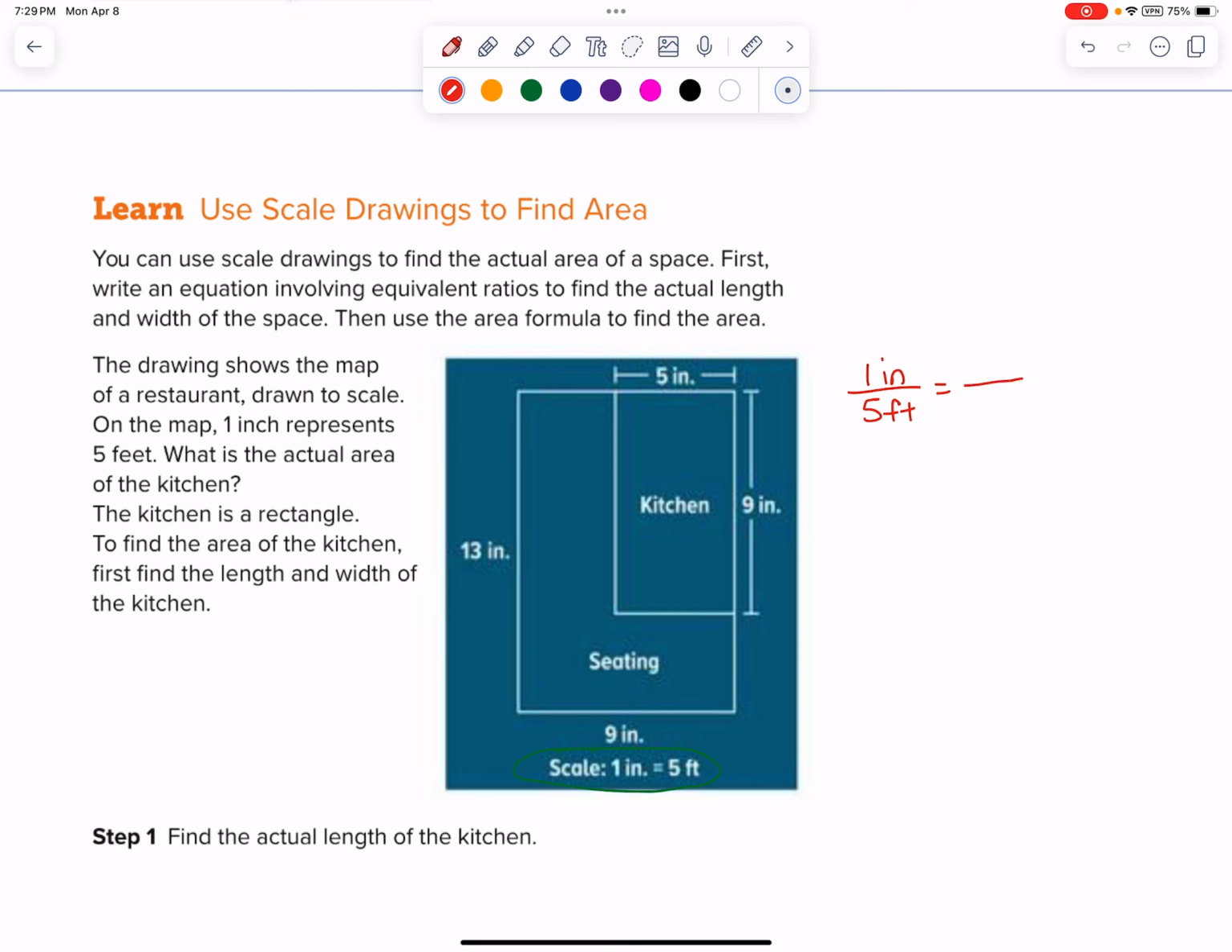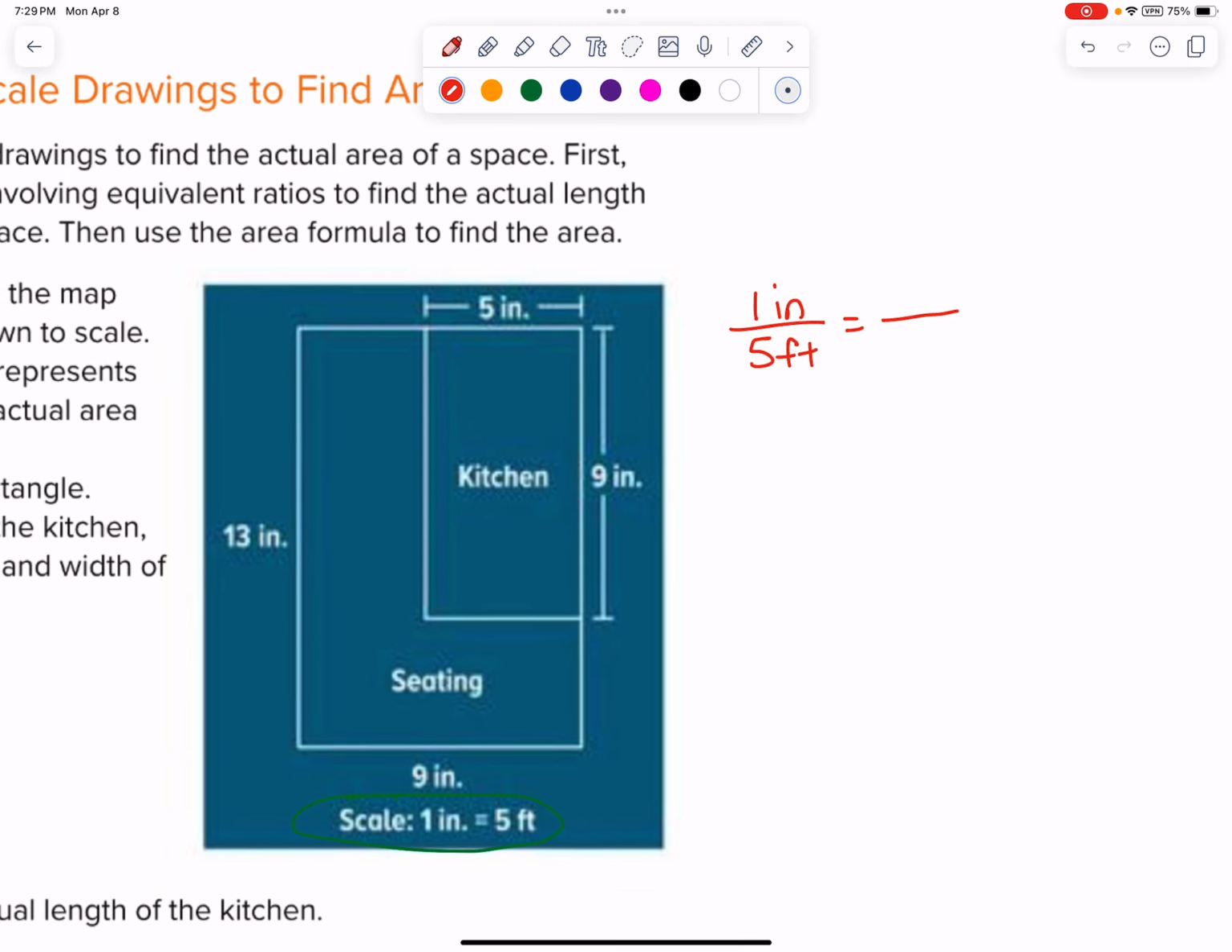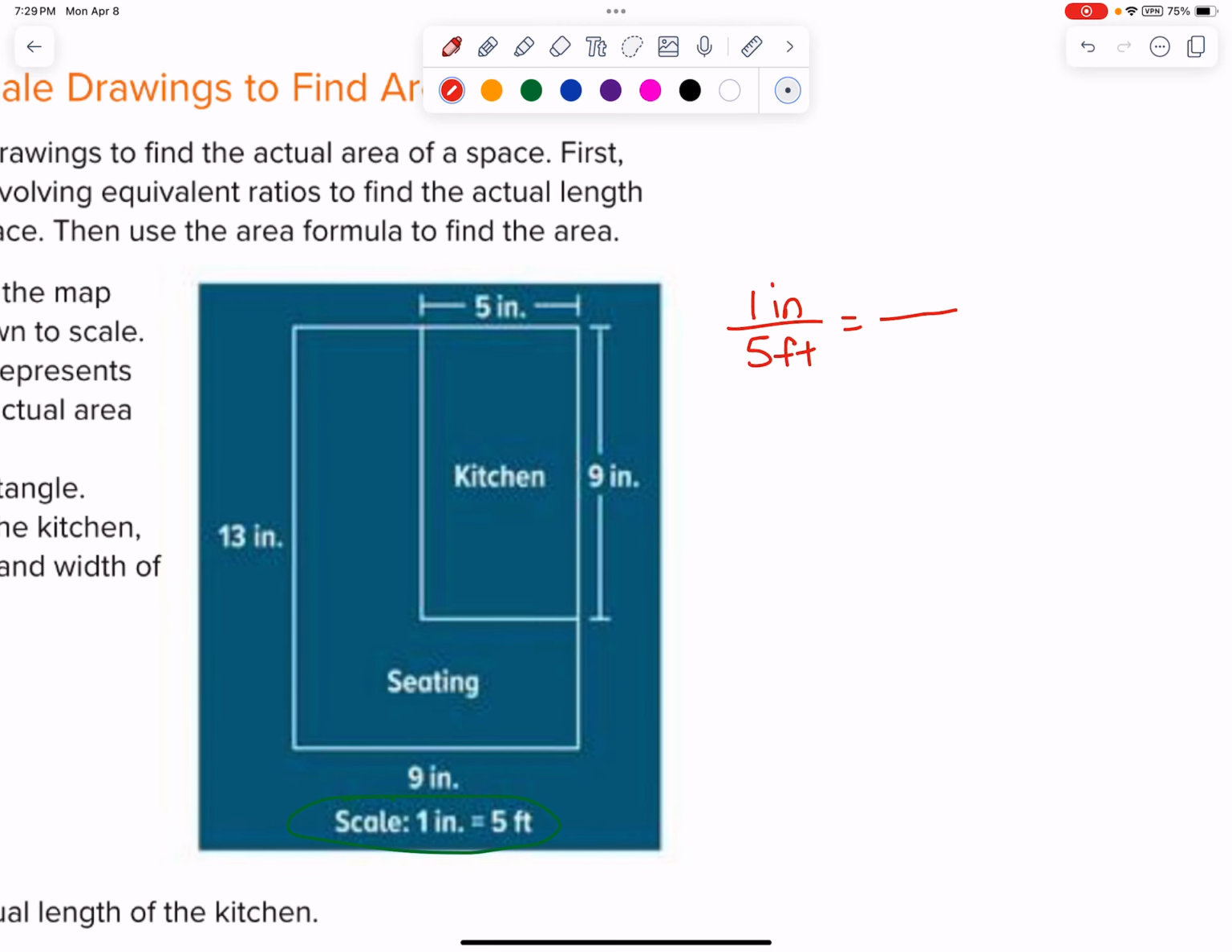So the question then is, what is the actual area of the kitchen? And they're letting you know a kitchen's a rectangle, and we know that we do length times width to find the area. Okay, and so we have the length and the width. So you're going to have to sort of separate this out. So let's have this be my length work, this be my width work. And so I have to set up 2 proportion problems real quick.